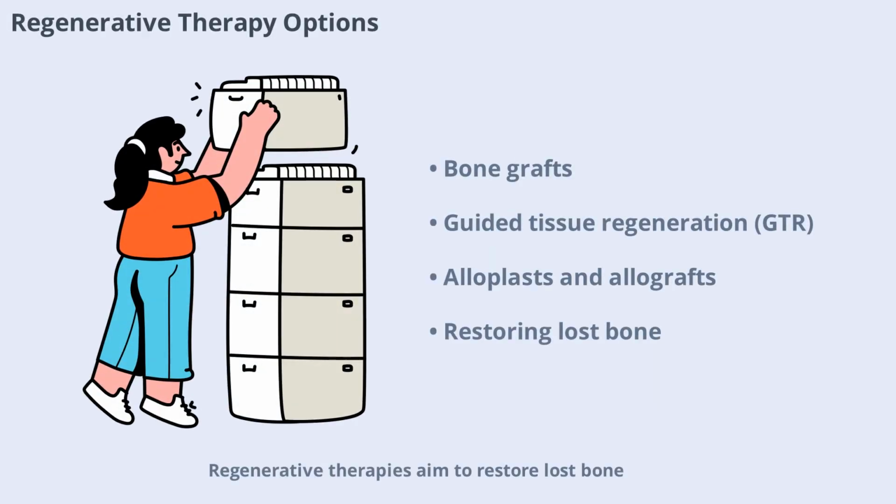Regenerative therapies aim to restore lost bone and supporting tissues in the furcation area. Bone grafts are commonly used to fill defects, while guided tissue regeneration, GTR, employs membranes to direct the growth of new bone and tissue. Alloplasts and allografts are alternative materials that can be used when autogenous bone is not available. These advanced therapies offer hope for improved outcomes, especially in cases where traditional methods are insufficient.